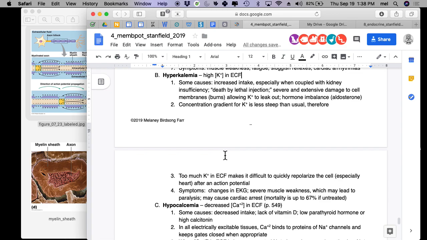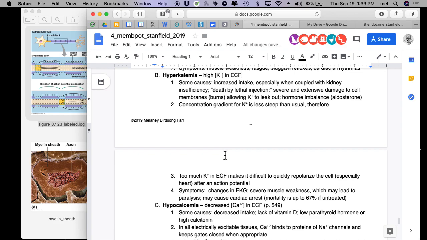Everything that is listed after is occurring because of this. So why could you have this? Massively increased intake, but really only if it's coupled with kidney failure. Because I could eat 4 bananas tomorrow and be just fine as long as my kidneys could get rid of the excess potassium, right? But if I have massively increased intake and my kidneys can't take care of it, then I've got an issue.